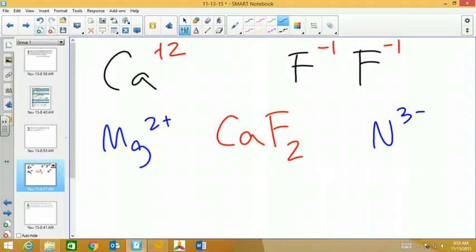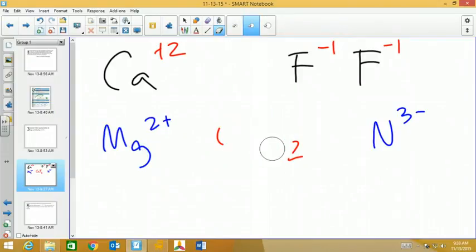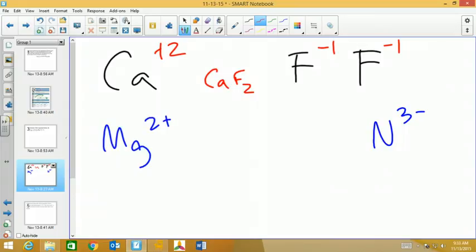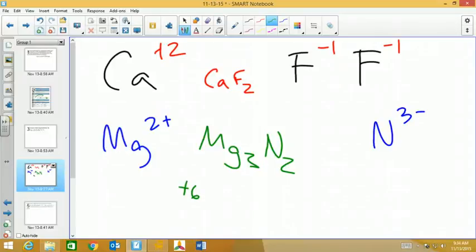Are you with me? I got to balance these out, right? Let me move this guy up here. This would be Mg3N2. That's exactly right. Because I'm making 6, right? If I have 3 times plus 2 means plus 6 on this side. 2 times minus 3 is minus 6 on that side. This whole thing is 0.